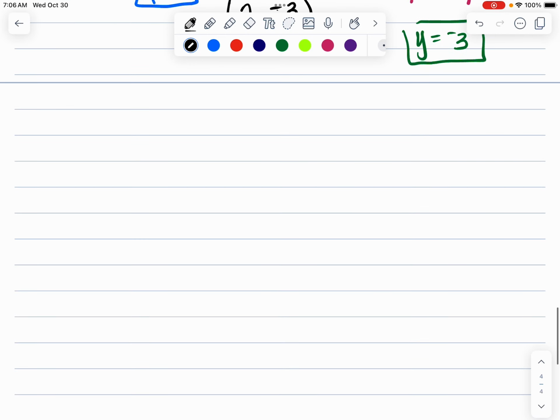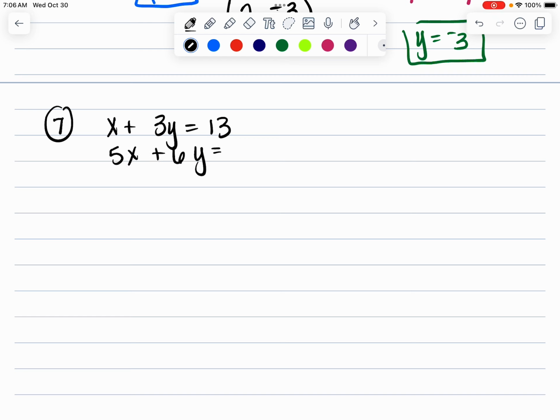Number 7's elimination. I will have to multiply for this one. x plus 3y equals 13. 5x plus 6y equals 38. So honestly, I feel like the easiest one on this one would be to multiply the top equation times negative 2. And that's just because that would make this a negative 6. You could also multiply the top equation by negative 5. Either of those would work.